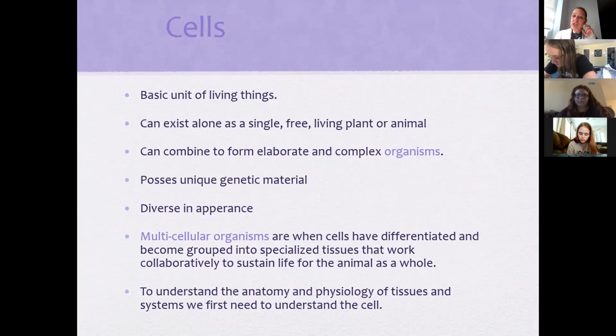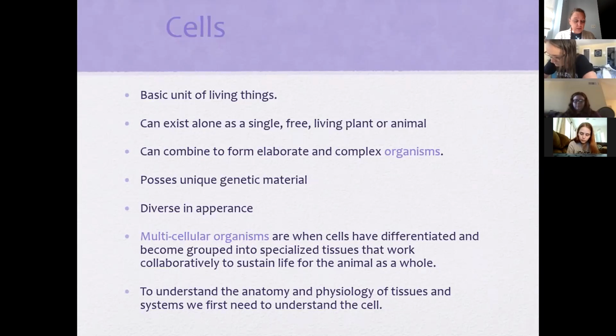They have a unique genetic material. We know this is their DNA. The DNA can either be found in a nucleus or, in some of our single cells, it doesn't have to be in a nucleus. But the DNA is the blueprint for how this cell works. How does it act in the environment? What is its job? How does it do its job? Basically, the blueprints for everything that little cell needs to know.